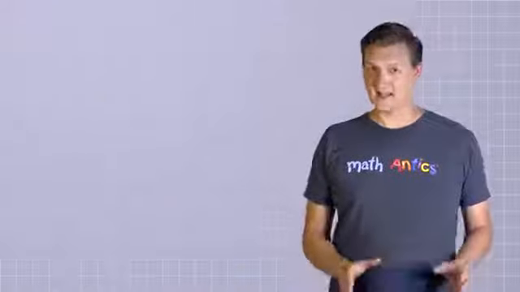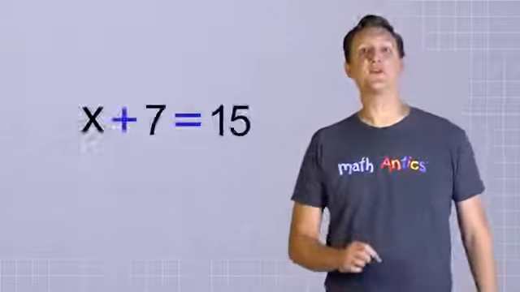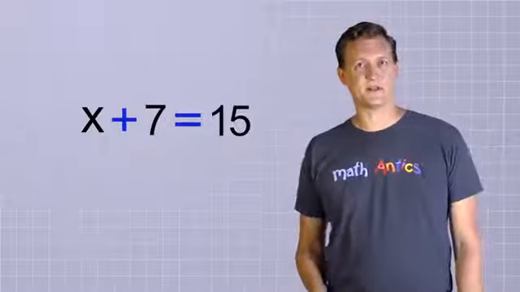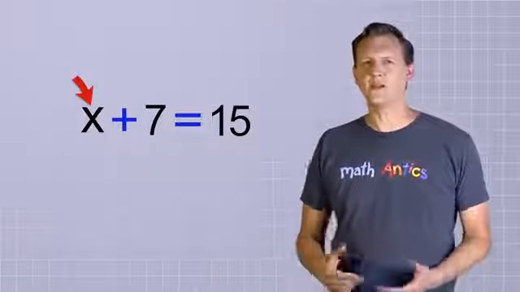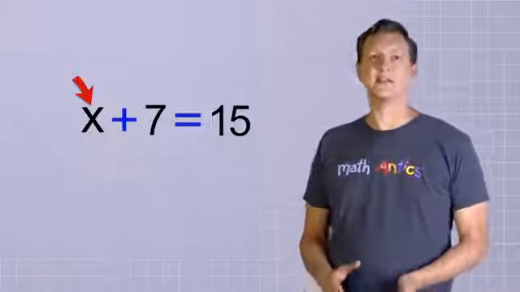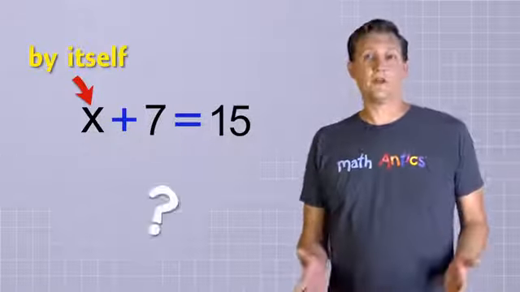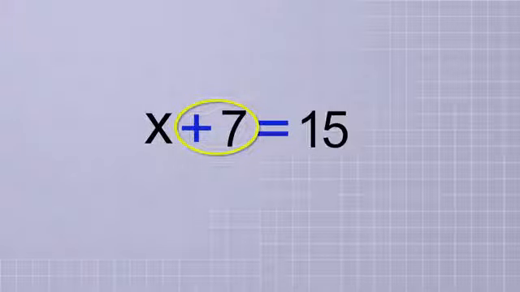Alright, like I said, in this video, we're just going to focus on equations involving addition and subtraction. And here's our first example. X plus 7 equals 15. To solve for the unknown value x, we need to rearrange the equation so that the x is all by itself on one side of the equal sign. But what can we do to get x all by itself? Well, right now, x is not by itself because 7 is being added to it.